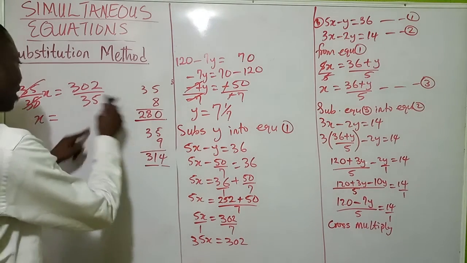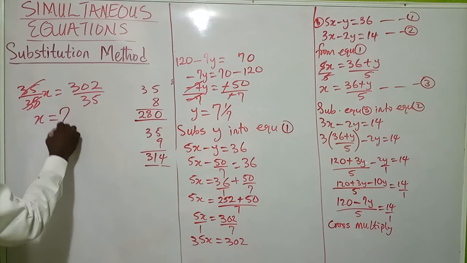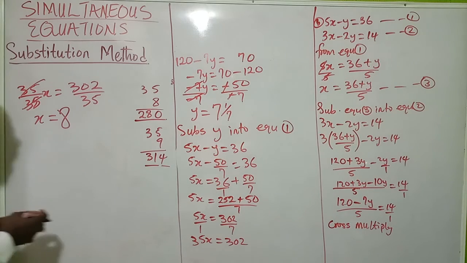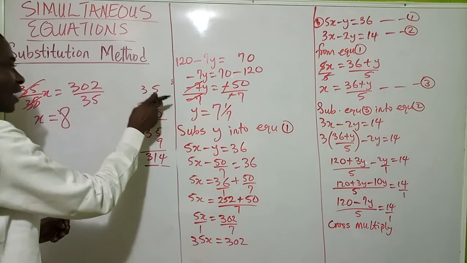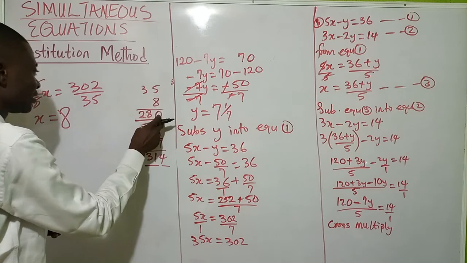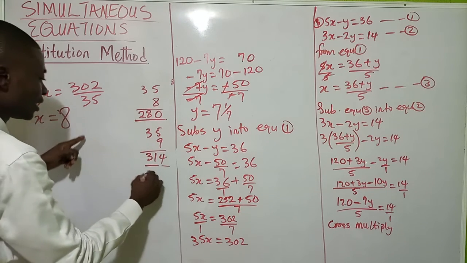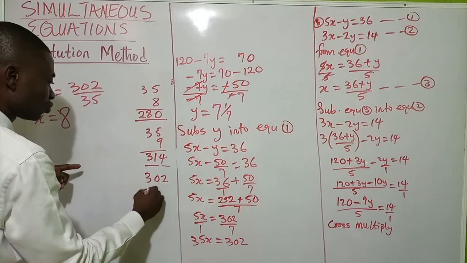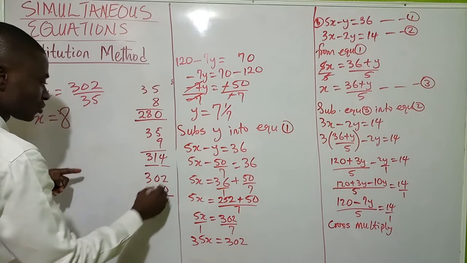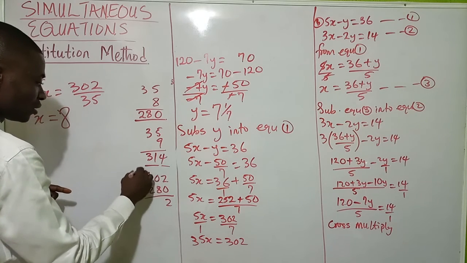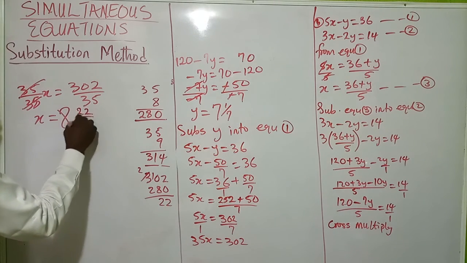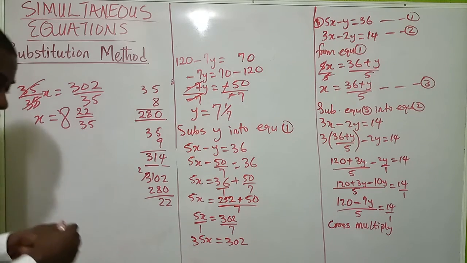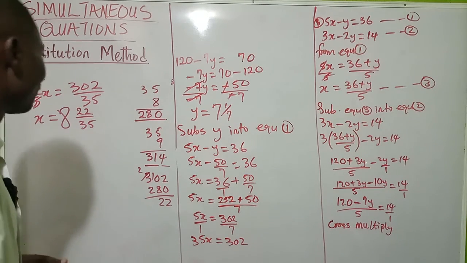So automatically, how many 35s do you have in this? It is going to be 8 whole number. Now, how will you know the remainder? Since you know that 35 times 8 gives us 280, for the remainder you say 302 minus 280. So you subtract: 22 over 35. So that is it. Not difficult at all.